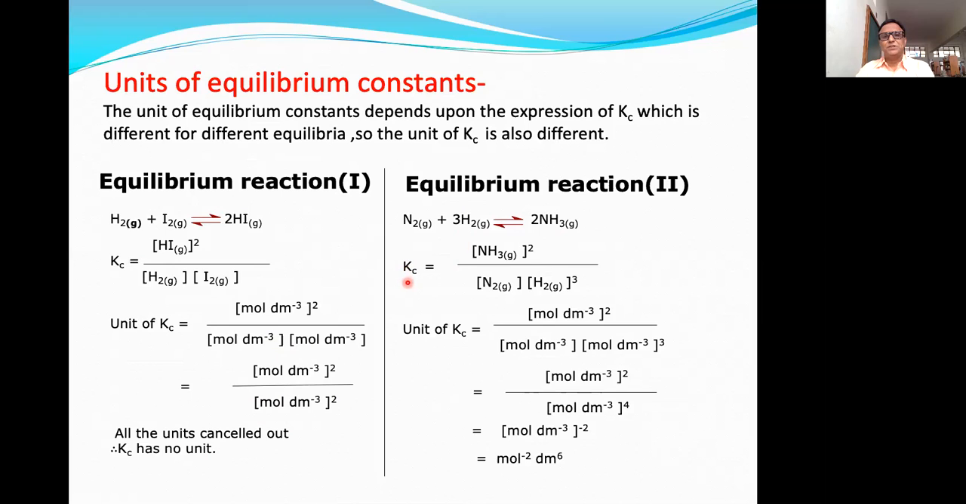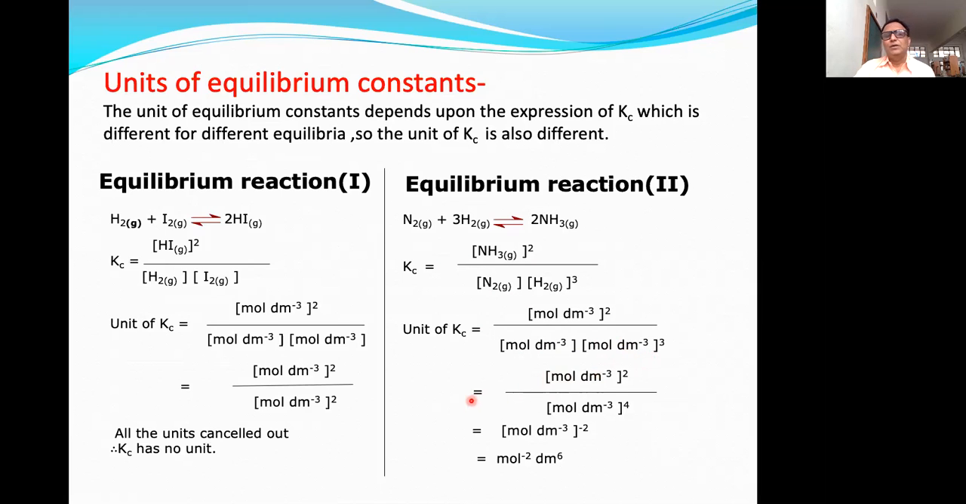Now, you can write the expression for Kc as concentration of ammonia gaseous raised to 2 divided by concentration of nitrogen gas into concentration of hydrogen gas raised to 3. Now we'll see the unit of Kc for this reaction. You can write Kc equal to concentration of mole per dm cube raised to 2 divided by, in bracket, mole per cubic decimeter into, in bracket, mole per dm cube raised to 3.